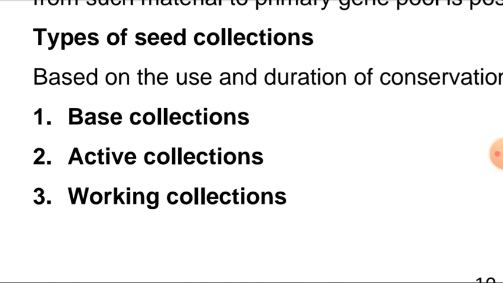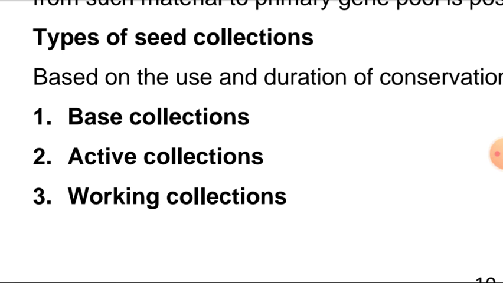The next point is the types of seed collection. Collection of the germplasm is essential, and we can store that germplasm. Three types of collections are observed on the basis of use and duration of conservation. The first type is the base collection, then the active collection, and the third is the working collection. The base collection is a principal collection in which we collect the germplasms, and it is stored at -18 to -20 degrees centigrade with 5 plus or minus 1% moisture content.